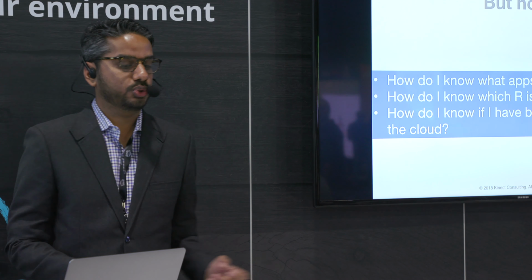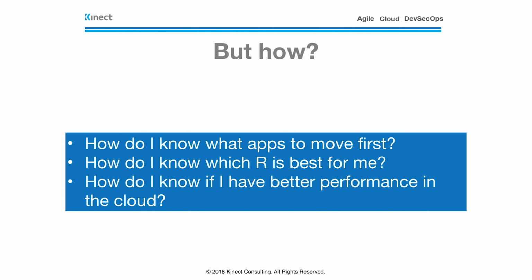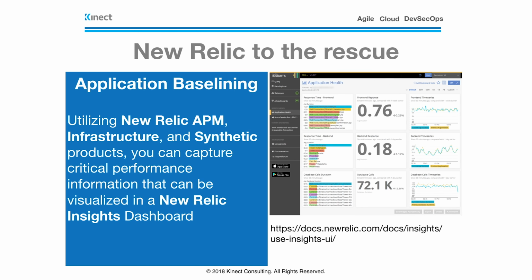So the question is, how do you classify these things? How do I know what apps to move first? How do I know which Rs I need to go into? And how do I know if I'll get better performance in the cloud? And this is where New Relic shines. With their product suite, APM, infrastructure, and synthetics, I can start setting my baseline and collect this information.